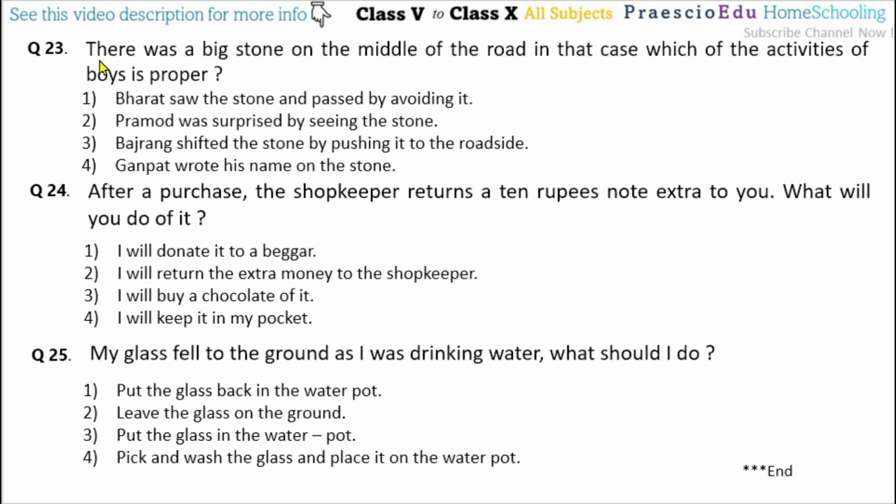Then question number 23: there was a big stone in the middle of the road. In that case, which of the activities of the boys is proper? In this one, option number 3, Bajrang shifted the stone by pushing it to the roadside, means option number 3 is the correct one.